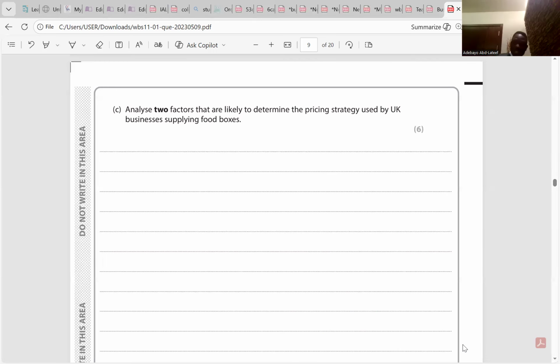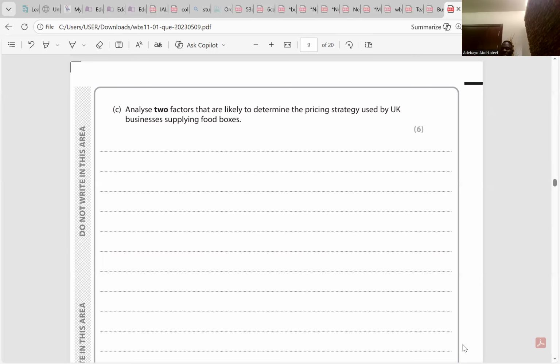Yes. So based on the case study, they said, what are the factors that might determine the pricing strategy a business might use? The first factor is level of competition. If you are operating in the mass market, it simply means you have large numbers of competitors. Because of that, you cannot charge a higher price. It will be preferable you charge competitive pricing, which means you are charging the same price as your competitors.